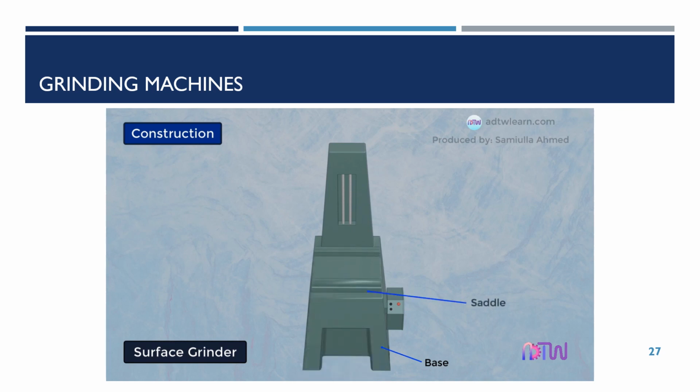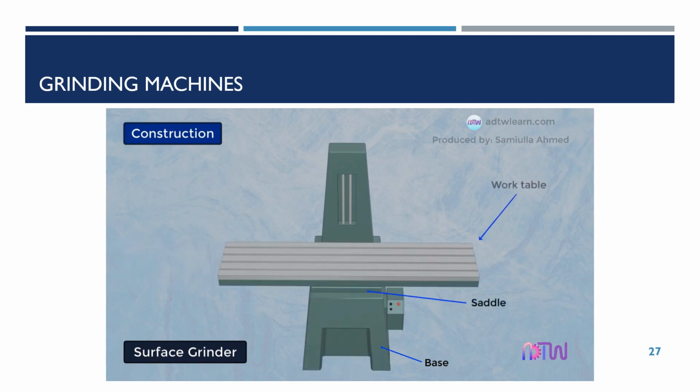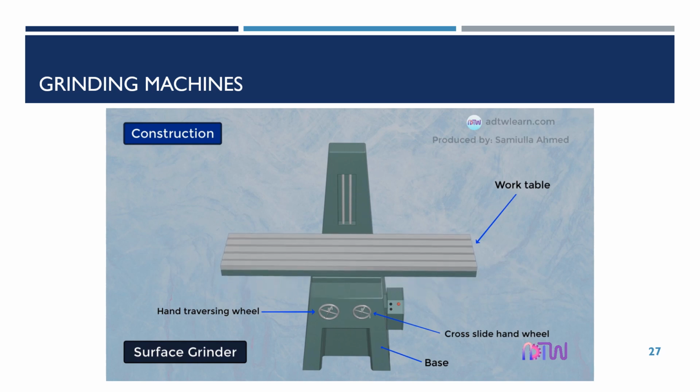There is a saddle that is connected to the base, over which the work table is placed. There are two hand wheels provided. One is a hand traversing wheel, the other is a cross-slide hand wheel. The hand traversing wheel gives motion to the table in the longitudinal direction, whereas the cross-slide hand wheel provides the crosswise motion to the work table.